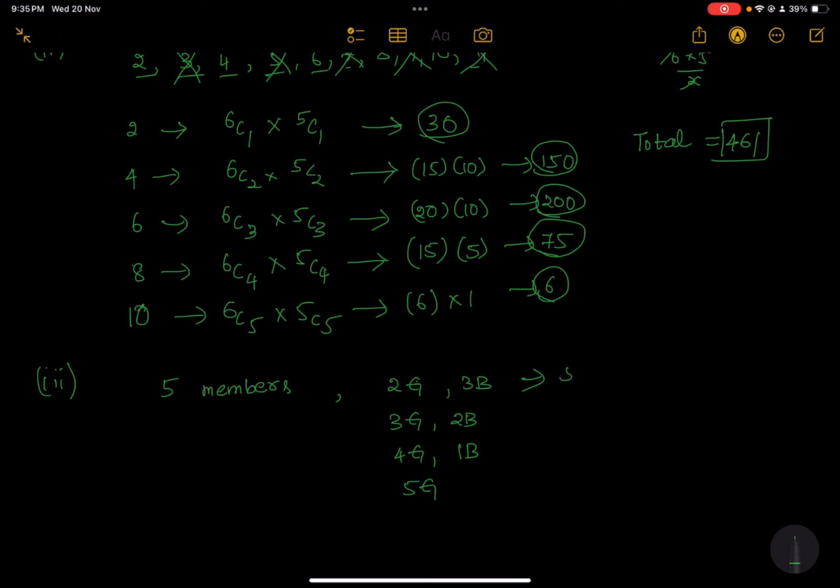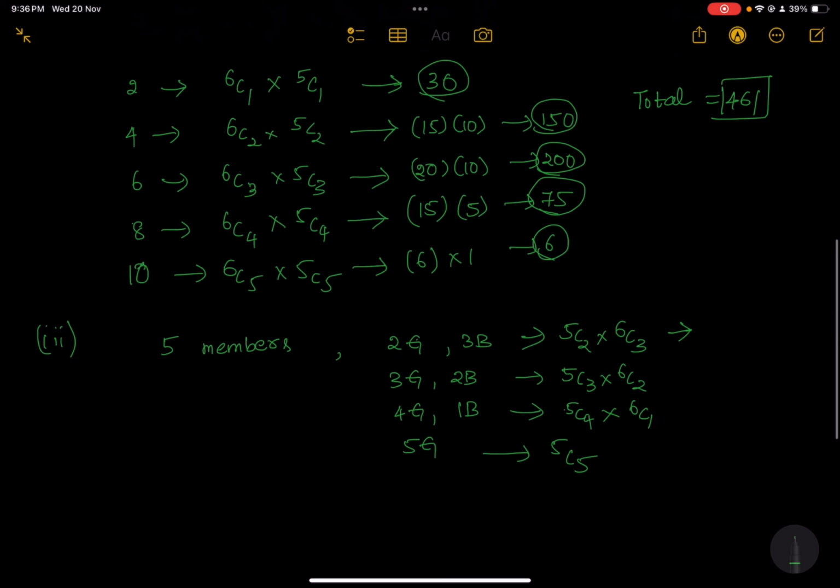So this can happen in 5C2 ways into 6C3. This can happen in 5C3 into 6C2. This happens in 5C4 into 6C1, and this is 5C5. So 5C2 is 10, 6C3 is 20, so this is 200. 6C2 is 15, 5C3 is 10, so this is 150. 5C4 is 5, 6C1 is 6, so this is 30, and this is 1. So that will be 381 ways.